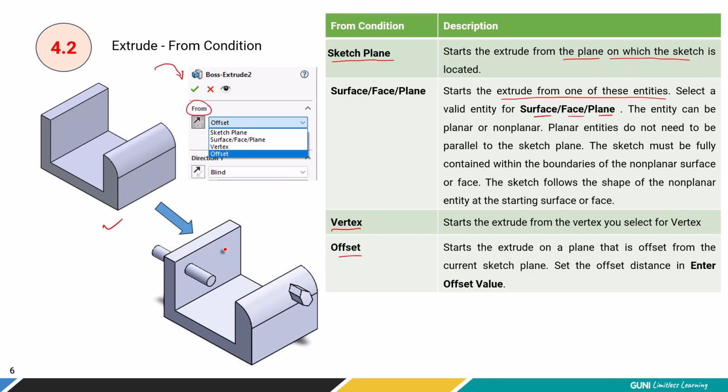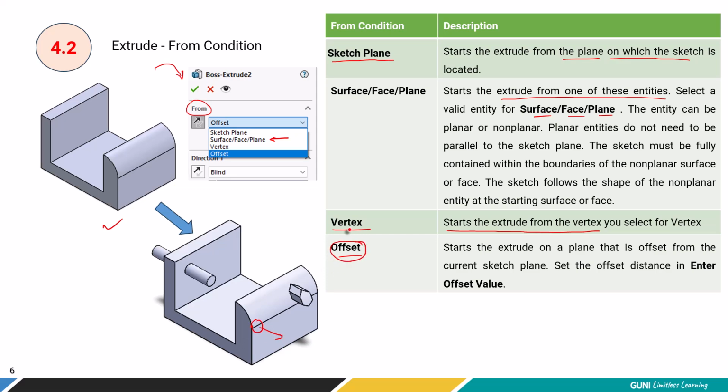Now what does it mean? Let's say I have a hexagon over here on this surface. I want to extrude not from this plane but from this surface. So I have to choose this option, surface, and at that time I have to select this surface. So extrusion will begin from this surface. This is the meaning of the surface, face and plane option. Now in case of the vertex option, extrusion starts from the selected vertex. Let's say if you choose this vertex, extrusion will begin from here.